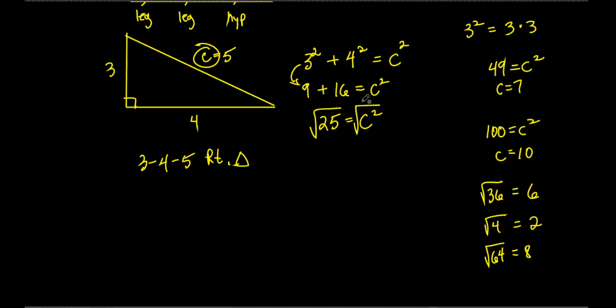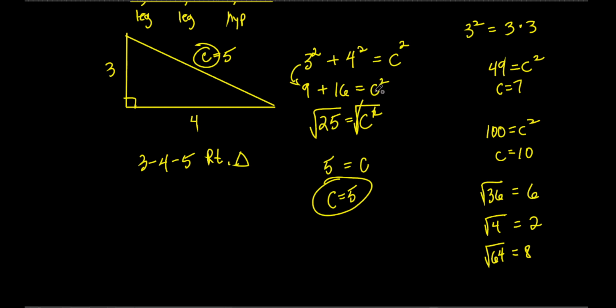So look what I get. That square root and that square cancel each other out. So c equals the square root of 25. What's the square root of 25? It's just 5. So I could write it a little nicer. C equals 5. Does that make sense? Okay.